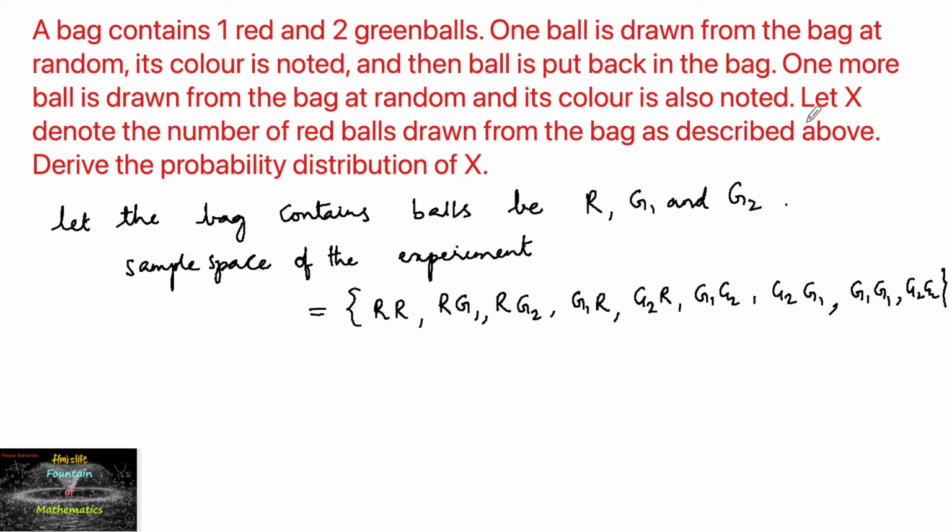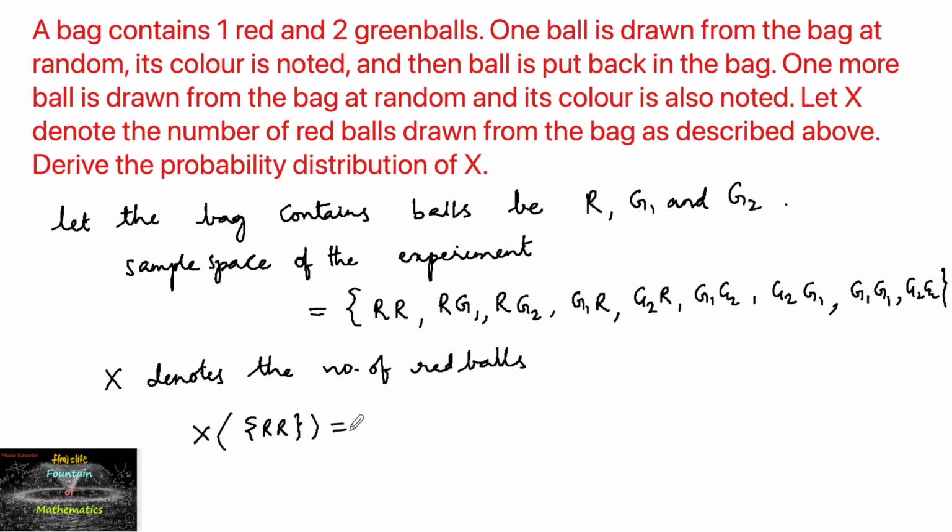Now let us define, and here given X denotes the number of red balls drawn from the bag as described above. Derive the probability distribution of X. So here X is a random variable. So here X denotes the number of red balls. Now to derive the probability, let us see from each and every event how many red balls are there. So if I consider X for the first event, here R, R.